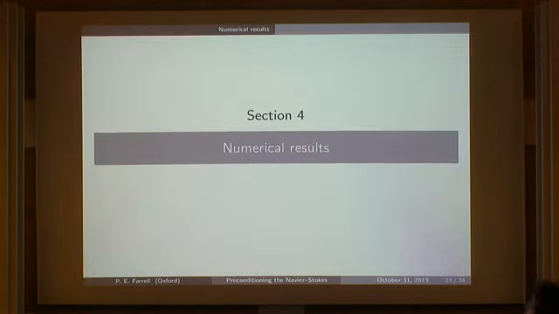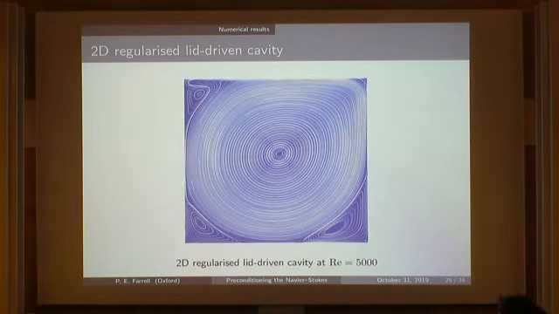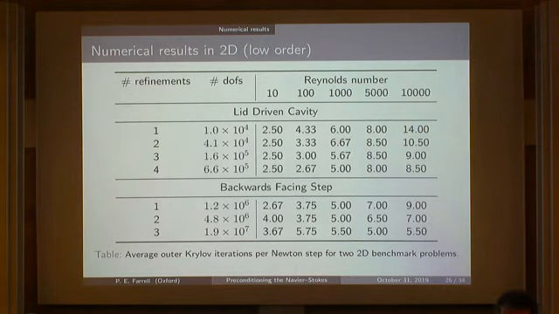Okay, so let me wrap up by showing some numerical results. Does it work? Here's a picture of a flow computed at Reynolds number 5000, but really the more interesting things are the tables of results. What I'm showing here is the number of Krylov iterations per Newton step. That's the amount of work I have to do in my linear solver. I want that number to be 1. I want it to be low.